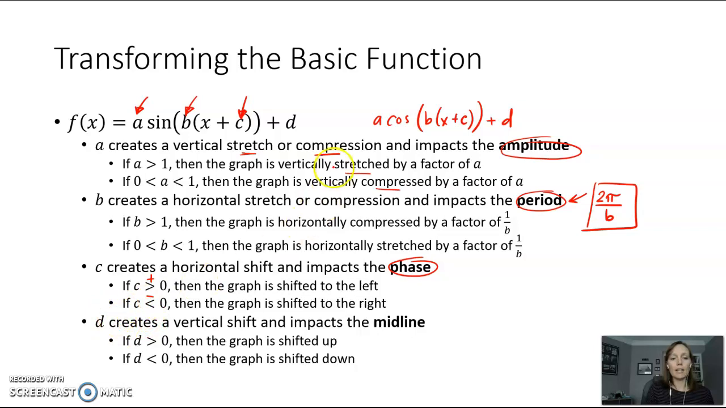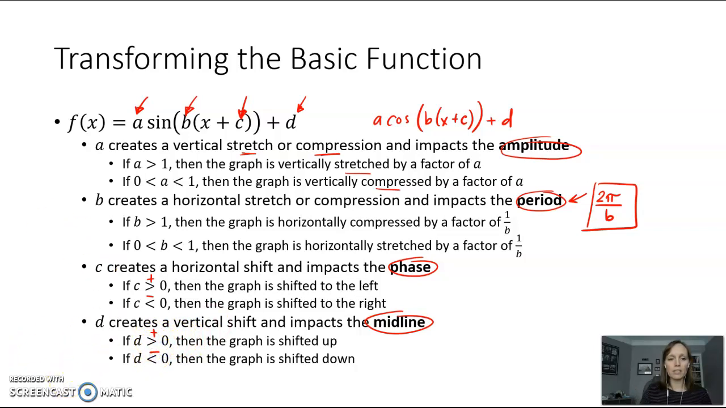Okay. D. If you add something outside of the function to the very end, then that's a vertical shift, moving it up and down. And this is what's going to move the midline. So whatever that d value is, that's where your midline moves. Okay, if d is greater than 0, meaning d is positive, then the graph gets moved up. And if d is less than 0, meaning it's negative, then the graph gets moved down.